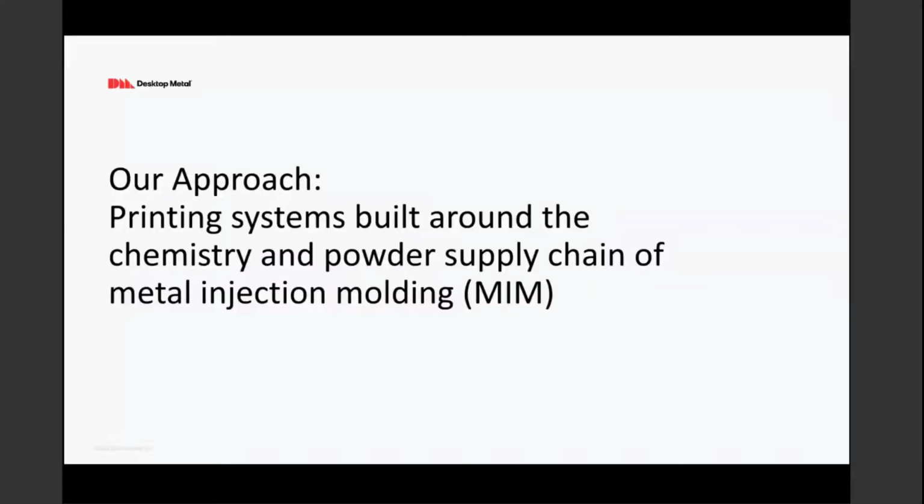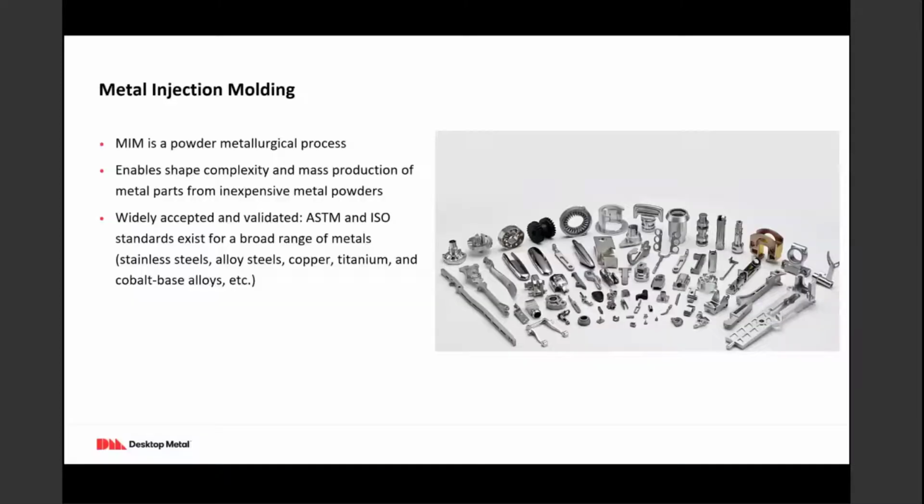So first, let's pause on the shop system and talk a little bit about the metallurgy. What is the process that this is using? The approach Desktop Metal has taken is a printing system. This is both the studio that you just saw a great presentation on, and the shop in our production system. This is built around the chemistry and the powder supply chain of metal injection molding, known as MIM.